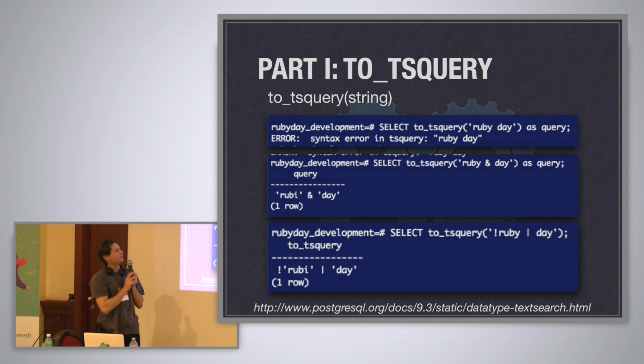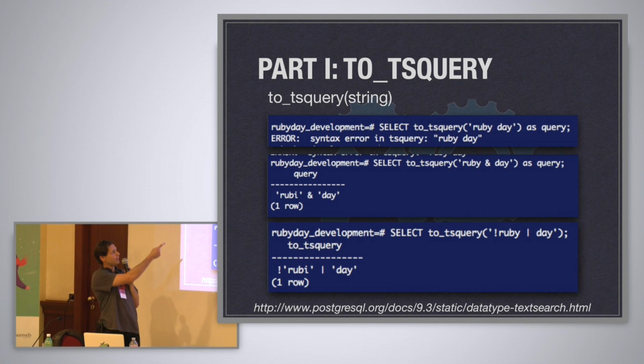So if we select RubyDay from toTS query, it's actually going to error. It's not going to like that space in between Ruby and Day. The reason that it's doing that is because it's expecting the query to be in a particular format, and the format is this thing called the standard Boolean format. It just means that it accepts and, or, and not operators.